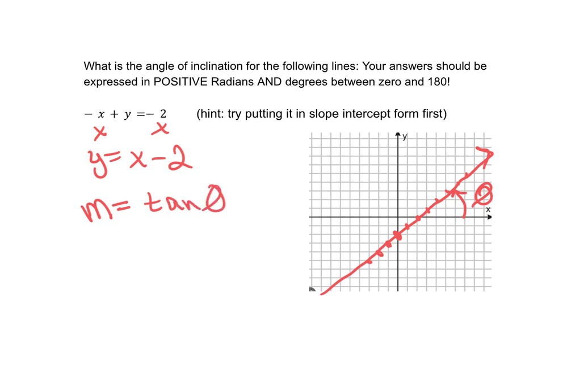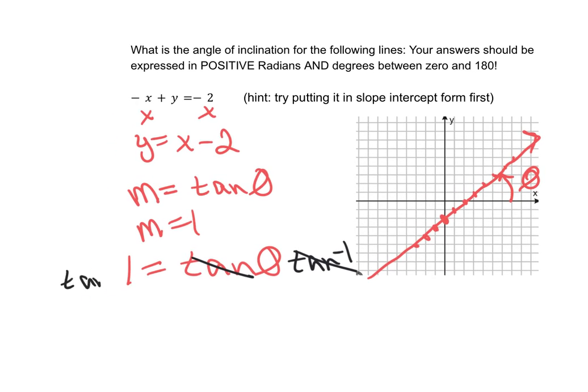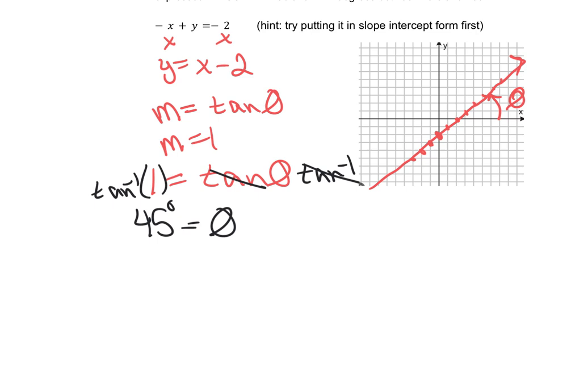So that's our formula from the previous page. And we know our slope in this case, our slope is 1. So we are just going to do 1 equals the tangent of theta. And we are going to take the inverse of both sides. Again, that gets rid of my tangent. And that's going to give me, if I put inverse tangent of 1, that's going to give me 45 degrees is my theta. And if I take 45 degrees and turn it into radians, I get 45 pi over 180, which is 1 pi over 4.